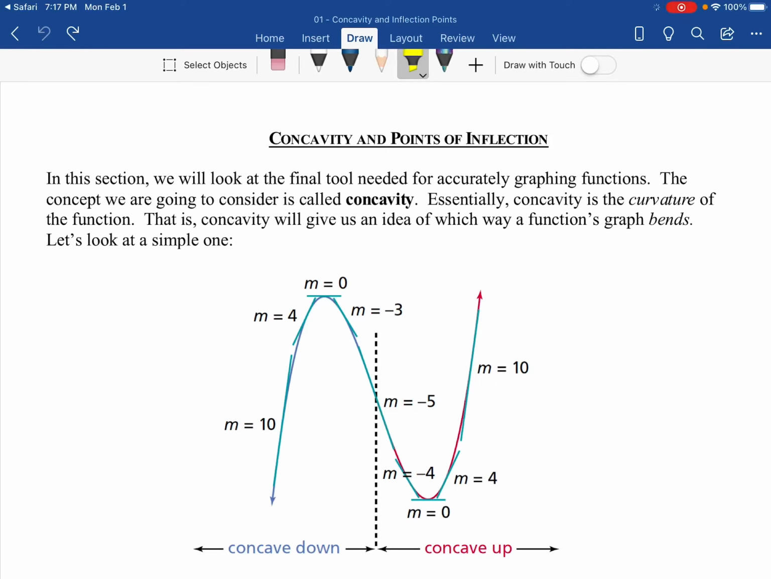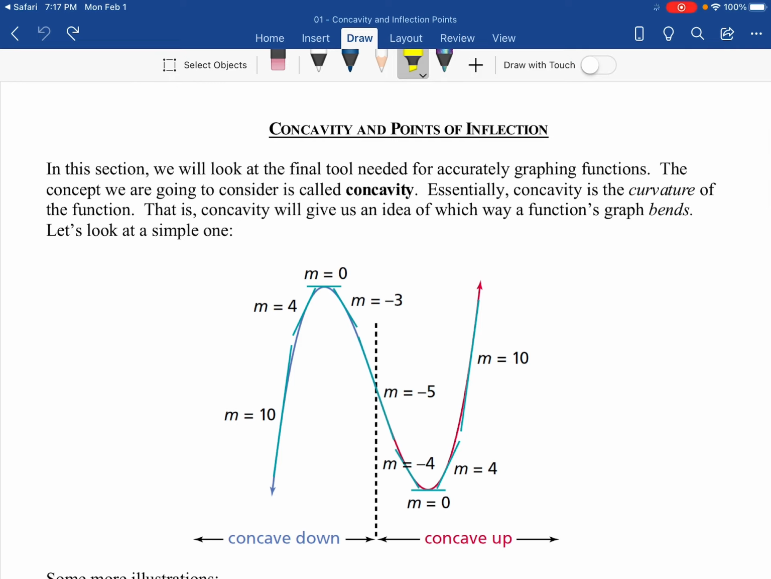Okay, we open this chapter with a discussion about concavity and points of inflection. And like a lot of math lessons, this title isn't very meaningful until partway through the lesson. So let's leave what those things mean for the lesson. This is the final tool we need for accurately graphing functions.